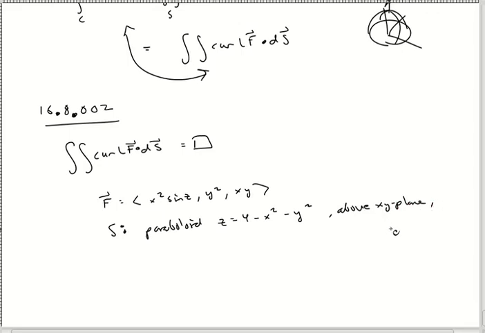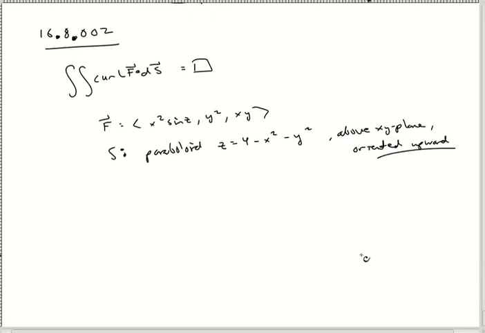And it says oriented upward. See how that orientation thing? Oriented upward. We had even talked about that a little bit in the last section. Okay, so in a way I'm saying positive is what I'm kind of getting out of that. Let's just go ahead and do it.